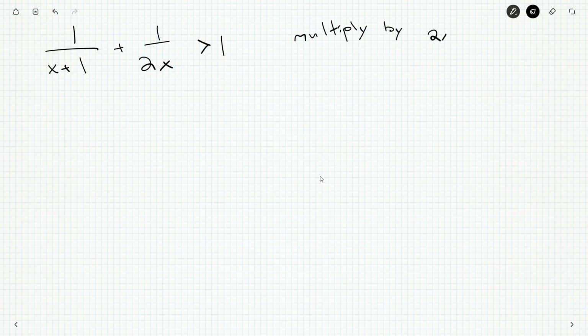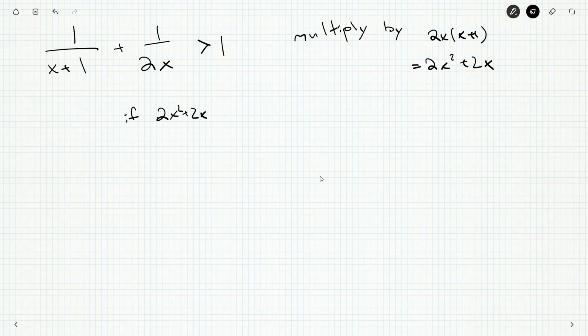So multiply by 2x times x plus 1, which is 2x squared plus 2x. Now there's nothing in there that tells me it has to be positive or has to be negative. Different x values will make this positive or negative. For example, x being -1/2, this will end up being negative. So we have two cases.